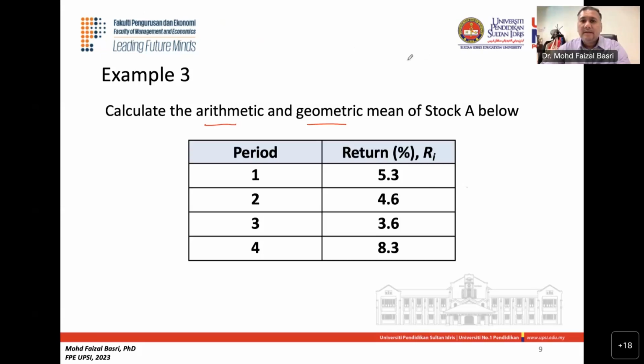Okay, anybody? What would be the arithmetic mean? And what would be the geometric mean?